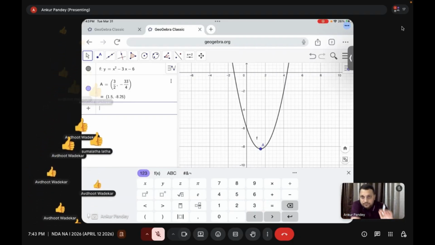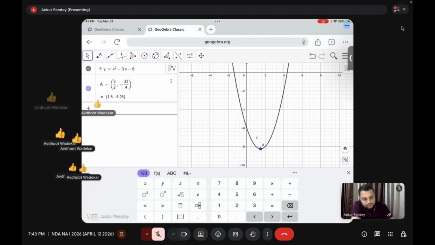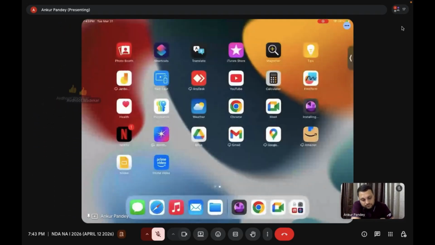Good. ठीक ठीक. ये क्या हो गया? अपडेट पे चला गया यार मेरा वन नोट तो.